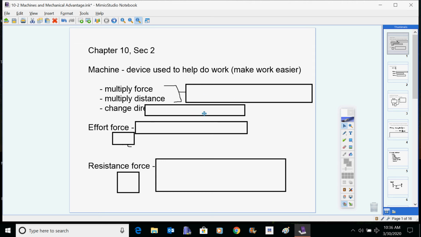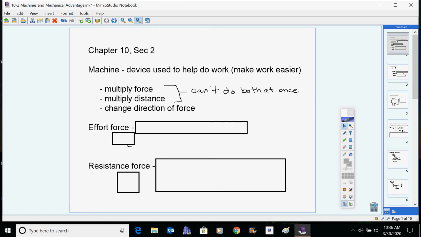And then another thing that a machine can do is change the direction of force. So for example, if you've got a pulley that you're using, or you've thrown a rope up over the top of a tree limb and you pull on it so that you're pulling something up because it's more convenient to do that, or you can put your whole weight into it that way. That's just a way that you can change the direction of force. That's another good thing that a machine can be used for.